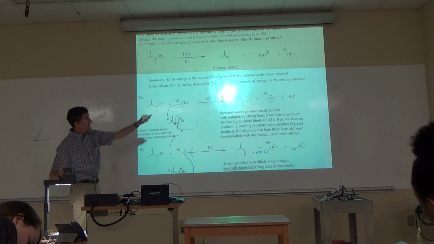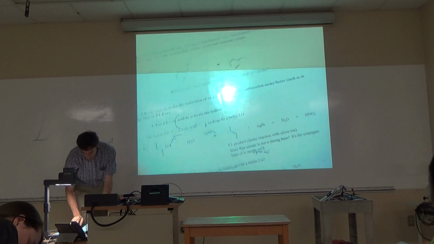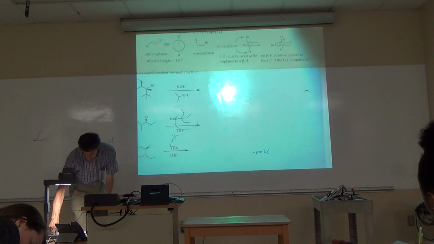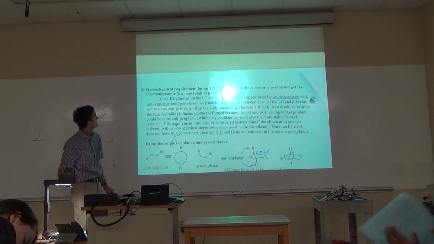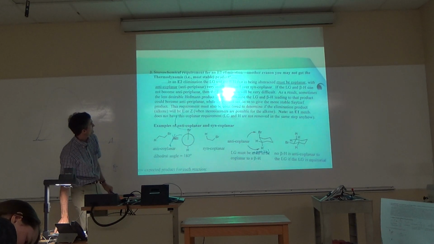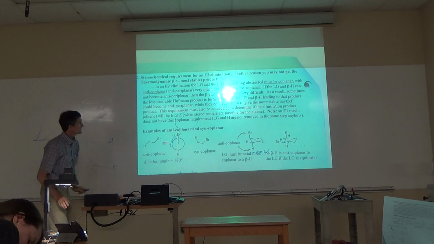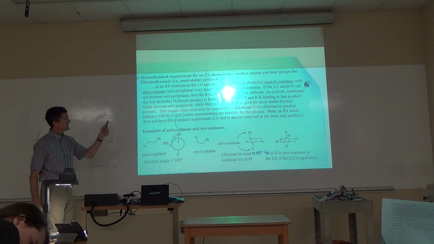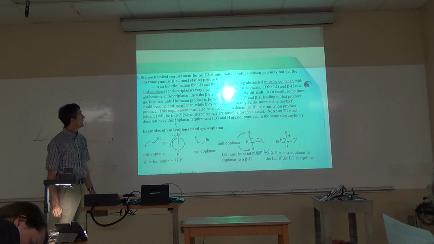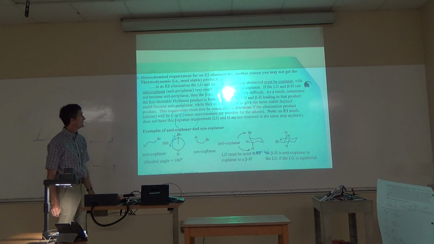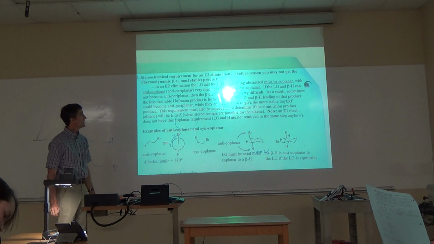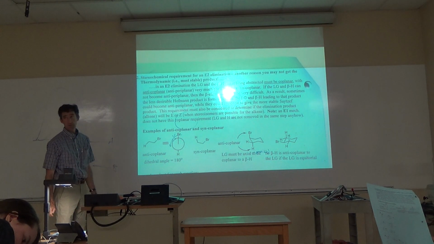It also depends on the orientation of groups. Number 2, orientation of groups: the stereochemical requirement for E2 elimination. In an E2 elimination, the leaving group and the beta hydrogen that is being extracted must be coplanar, with anti-coplanar, which is sometimes called anti-periplanar, very much preferred over syn-coplanar.